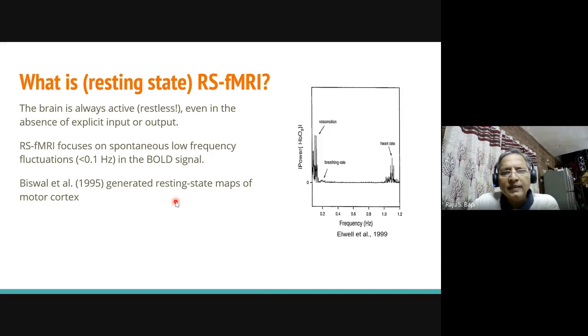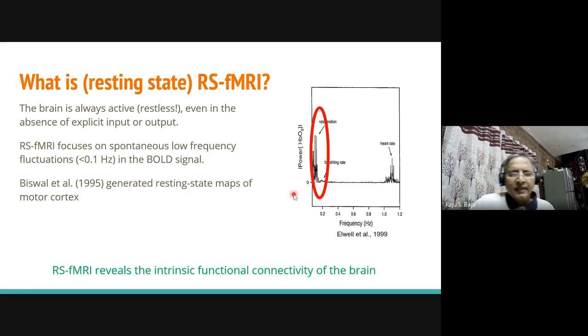This phenomenon is well known. If you look at the frequency spectrum, the power of the blood oxygenation level signal, and decompose it across frequencies, what we are talking about is these low frequency fluctuations below 0.1 hertz, which correspond to the resting state activity, the slow fluctuations in the brain when the subject is just resting. So resting state function reveals the intrinsic functional connectivity of the brain.